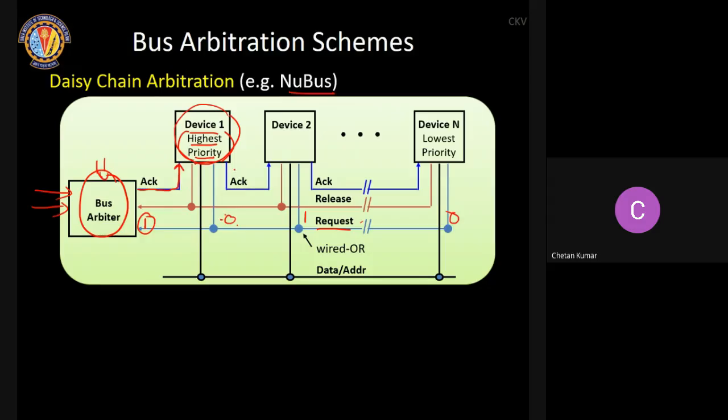Then it will send the acknowledgement to the next device. When it goes to the next device, again you check whether this device has requested bus access or not, and so on. This way, the acknowledgement signal goes through different devices, and then it will reach the lowest priority device. So now, can you tell me what are the advantages and disadvantages of this architecture?